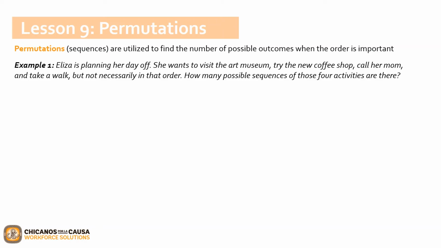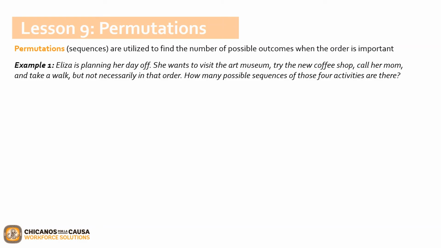We're going to start with how many things could go first, as in the very first activity. Here, there are 4 possibilities for Eliza's first activity. Once she has done that first activity, 3 possibilities remain. After she has done a first and second activity, 2 possibilities remain, and then only 1. So she could go to the coffee shop and then call her mom, take a walk, and then visit the art museum, and so on and so on. But again, that's just one example.